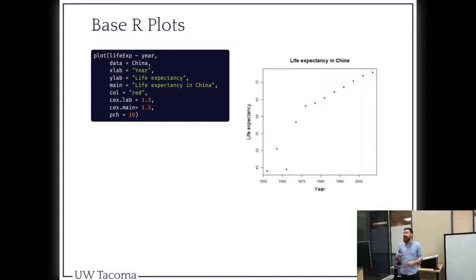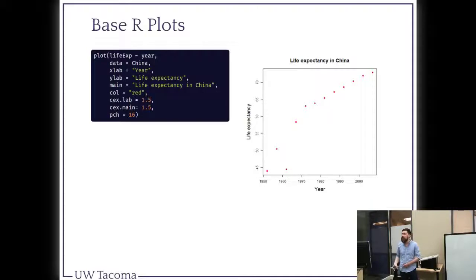I'm going to give the x label of year, so it says year, capital Y there on the x-axis. Y label is life expectancy on the left side. The main is the title to it, life expectancy in China. The color of the dots is going to be red. CEX.label will increase the size of the text on the bottom and the left side there by 50%. It's multiplicative. CEX main increases the text by 50% at the top. PCH 16 is the point size.